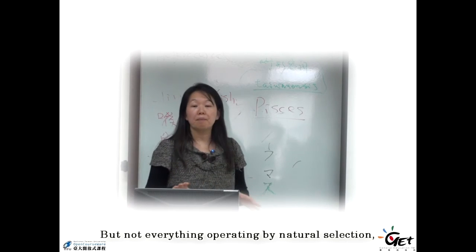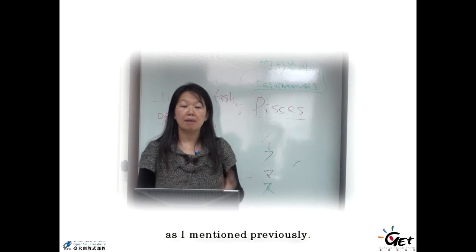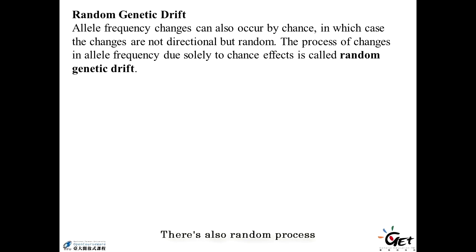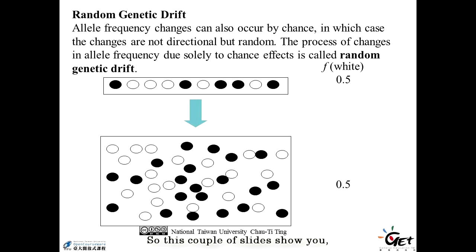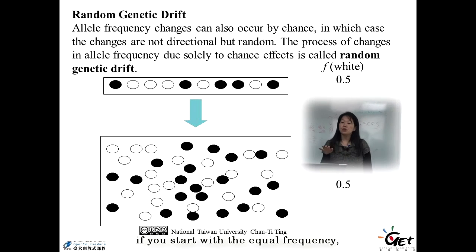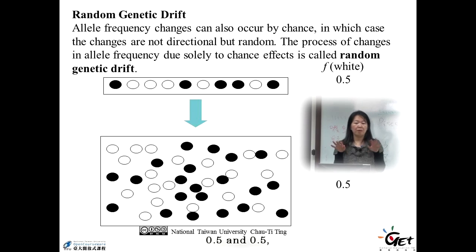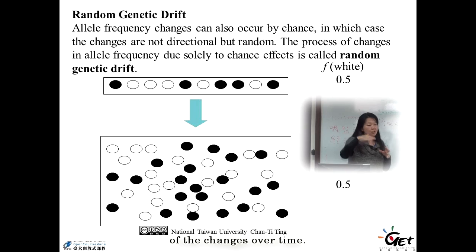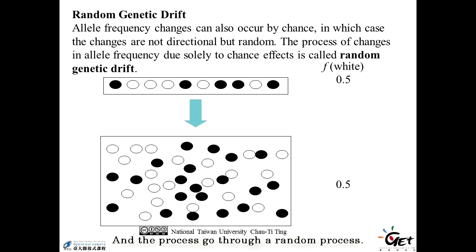But not everything operates by natural selection, as I mentioned previously. There's also a random process known as genetic drift. You probably already learned this in your evolutionary biology class. These couple of slides show you what happens if you start with equal frequencies, 0.5 and 0.5. This is an illustration of the changes over time, and the process goes through a random process.